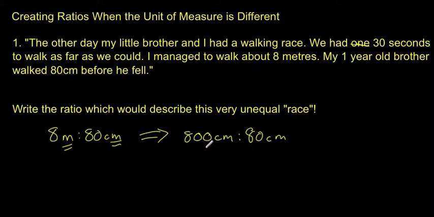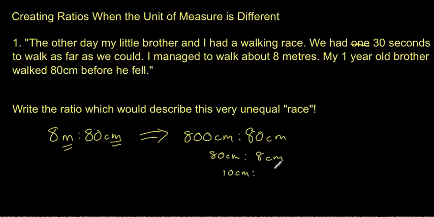And now if we want to simplify or reduce the ratio, we just find the greatest common factor of both of these and we can work it out. All right, so one easy way of doing that is to say, well, okay, I can divide this by 10. That would give me 80 centimeters, and this would be 8 centimeters. Okay, and I could divide this by 8, and that would give me 10 centimeters, and this would give me 1 centimeter, and we could probably stop there.